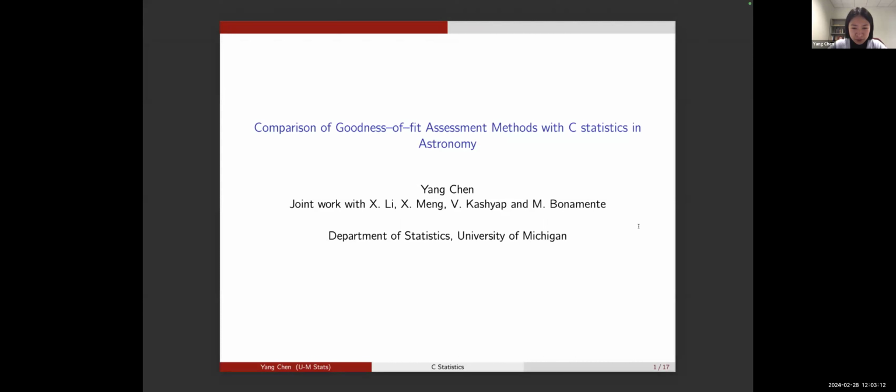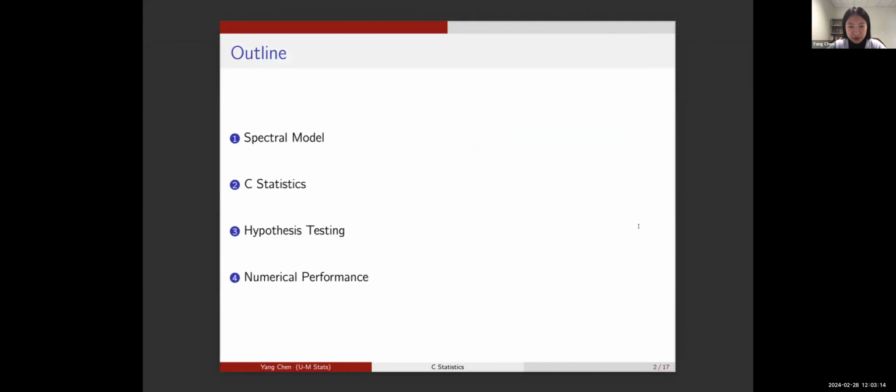Renee warned me not to prepare too many slides, so I have a very simple sketch of the talk. I'll begin with some motivations about a spectral model. This is more for statisticians, so why we got interested in this problem. And I will talk about the definitions of C statistics. There are multiple definitions of the C statistics, and I want to clarify them. And then I'll talk about the hypothesis testing, which is about goodness of fit assessment using C statistics. And then talk about numerical performances.